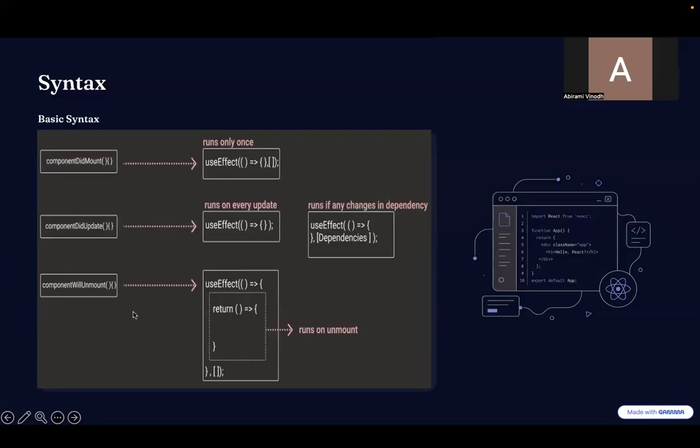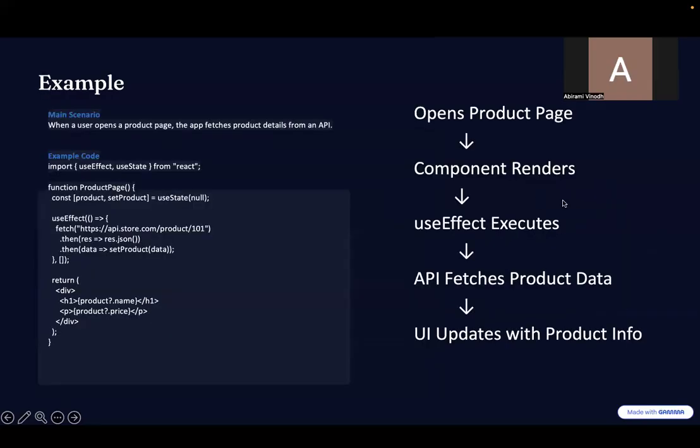Okay, this is the useEffect part. The real-time example, as I told you: whenever a user opens a product page, the app fetches product details from an API. For example, think of an Amazon web page where you go into the electronics page. First the page will be launched, and after that the products will be loaded one by one. So this is an example where first the UI renders, the component renders, and then later the product renders.